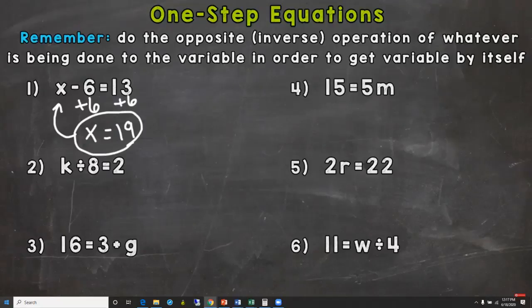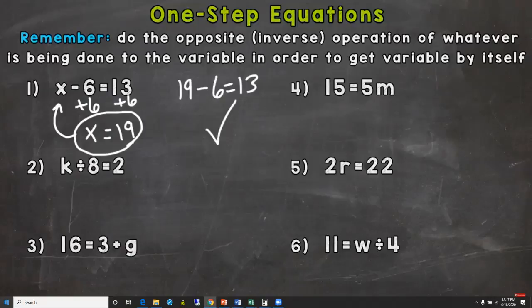I'm even going to come to the side here, plug it in. 19 minus 6 equals 13. That is true. So we're good to go. We have the correct answer for what x equals. Let's take a look at number 2.